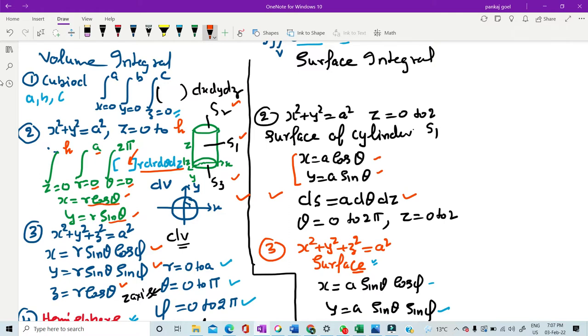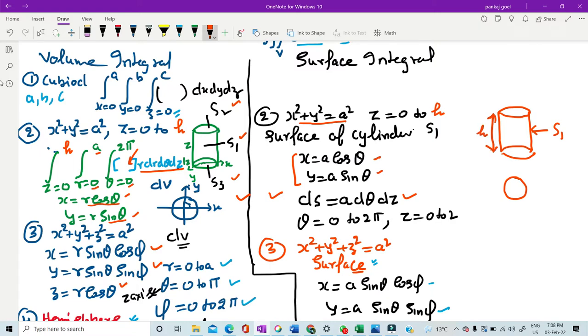If we want to find out the surface integrations, this is the cylinder like this and we want to find the surface integration for this surface, that is S1 surface. The equation of this surface is x square plus y square equal to a square, and let us suppose z equal to 0 to h. Because for forming this surface we take a ring, and if we just integrate the ring from 0 to h height, then we will get the surface.